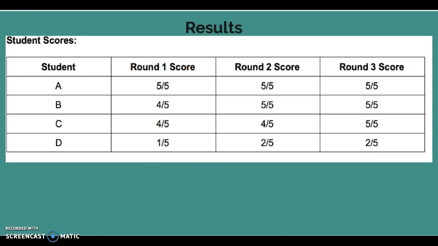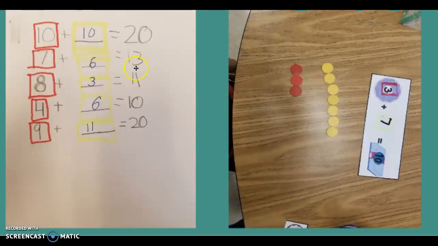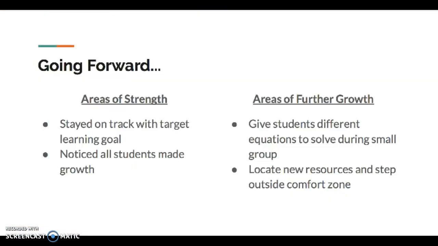They needed significant support and were confused. Here are some of her pictures, Student C and Student D. Here's some more. This is the after. Going forward, staying on track was the most important thing in our group, and notice how many students made growth.